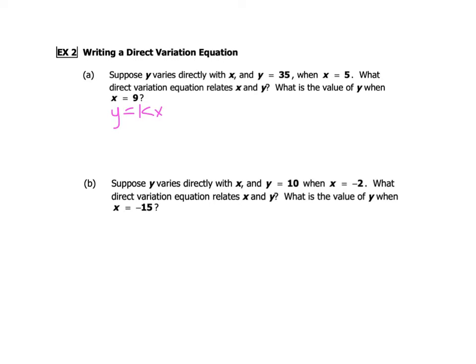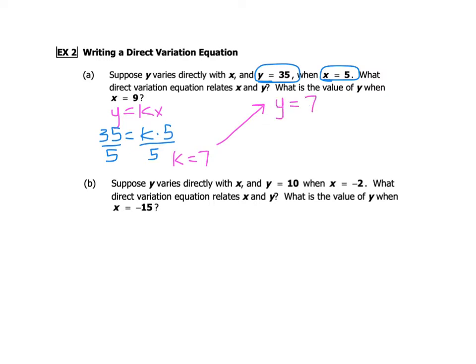Now we know that y is 35 when x is 5, so we're going to plug those in here. y is 35, we don't know what k is, but x is 5. In order to solve for k, we just divide both sides by 5, and we find that our k is 7. So our direct variation equation is y equals 7x. We'll put a big circle around that because that's our equation.